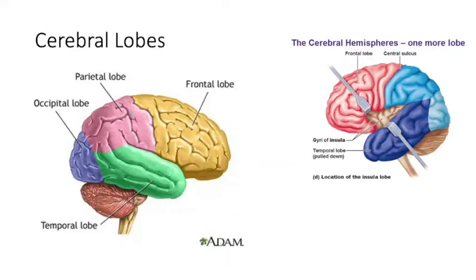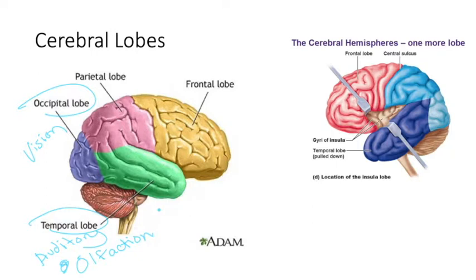Actually, I should review this really quick. What, broadly speaking, do each of the lobes do? So, start with occipital. That's where I usually start. Vision. Temporal is auditory, so hearing. And I'll call it a more official term, olfaction instead of smell. That would be our terminology.